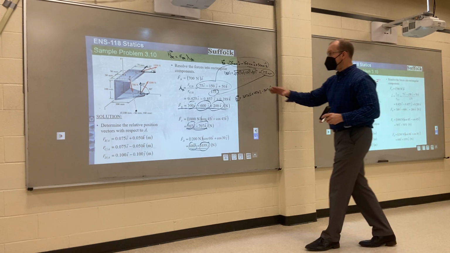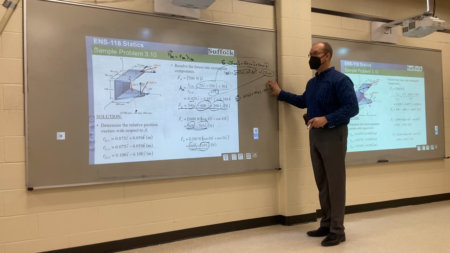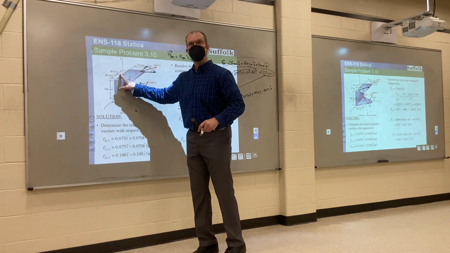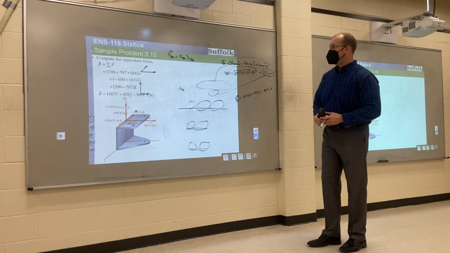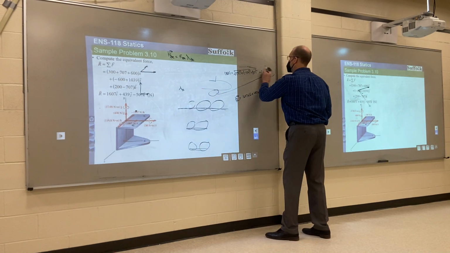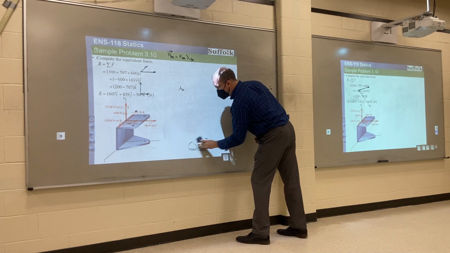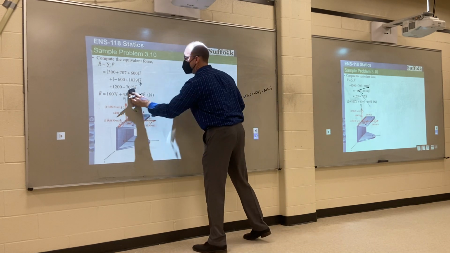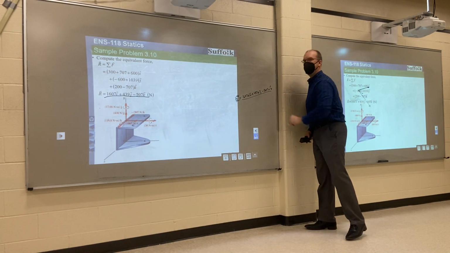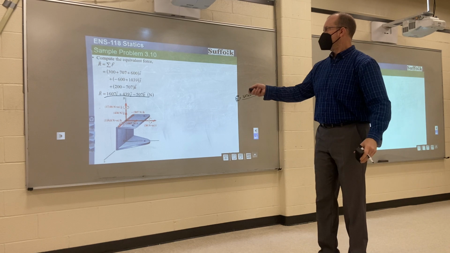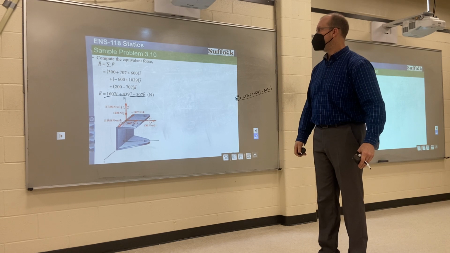So, we resolved each one of these into their rectangular components, and I combined them. That's my result in its component form. That is what's acting at X, right? Plus, there are 3 couples. Those are the components for the 3 different forces.